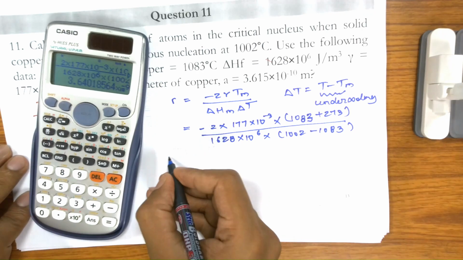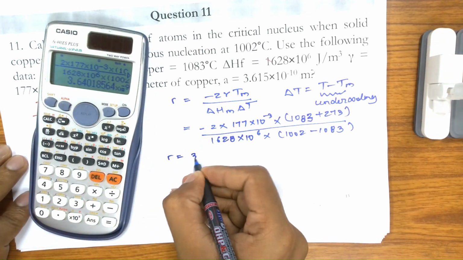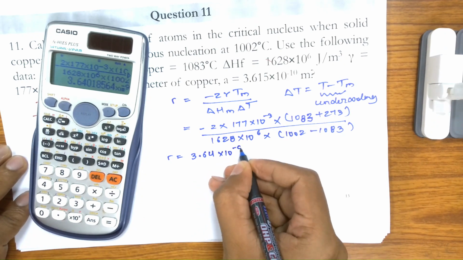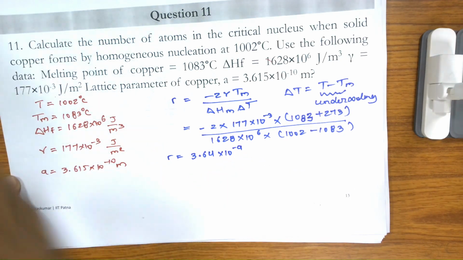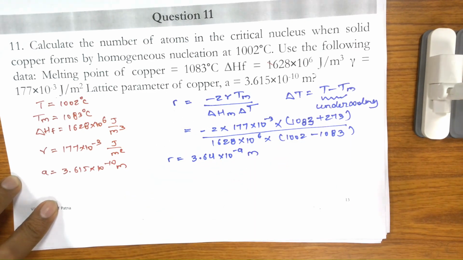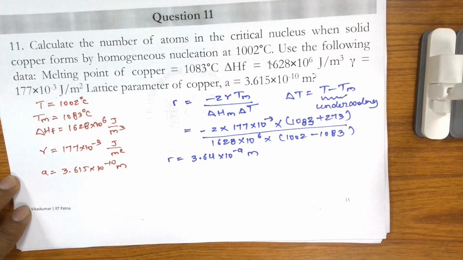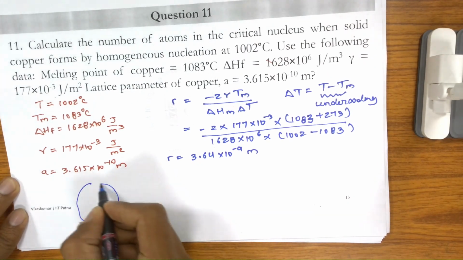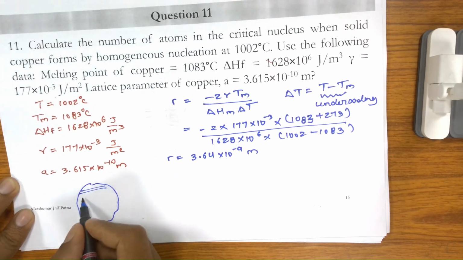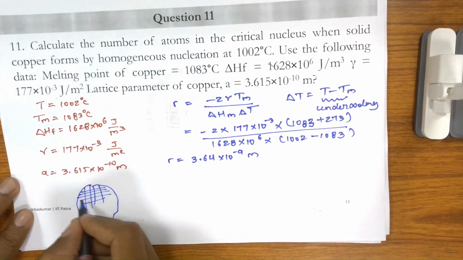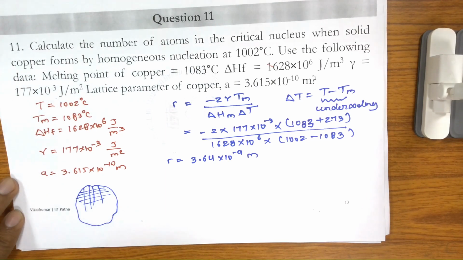So the radius we have got is r equal to 3.64 times 10 to the power of minus 9. Again, the unit: we were only dealing with meters and r is a distance, so we can write it as meters. So this is the radius of the nucleus we have got. In this radius of the nucleus, there will be multiple unit cells, right?